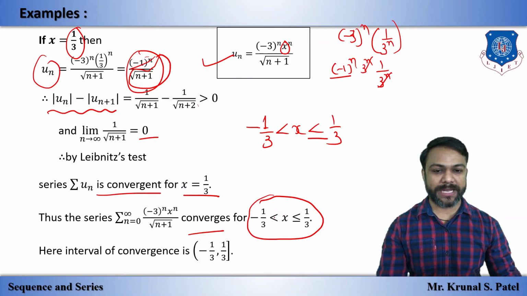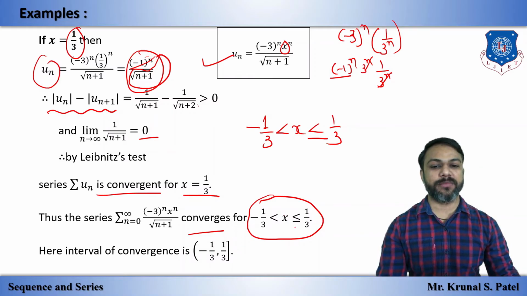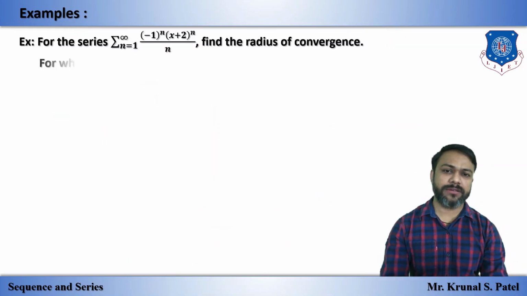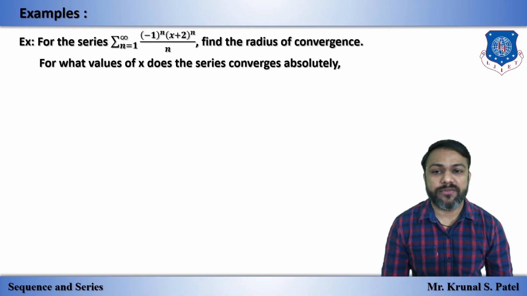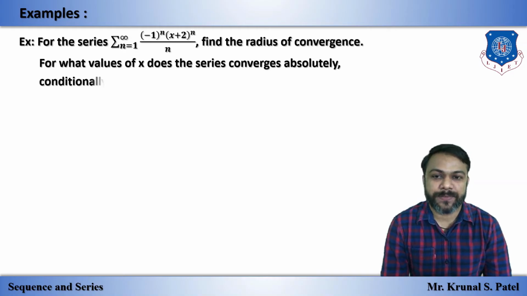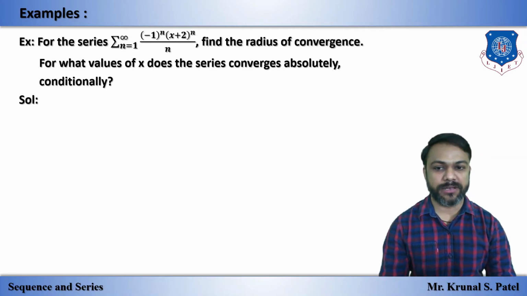We know that this is an open interval, this is a closed interval, because 1 by 3 is included and minus 1 by 3 is not included in convergence. For more examples, this is the question: find the radius of convergence, and for what values of x is this series convergent? Absolutely convergent, as we have seen in the previous example.